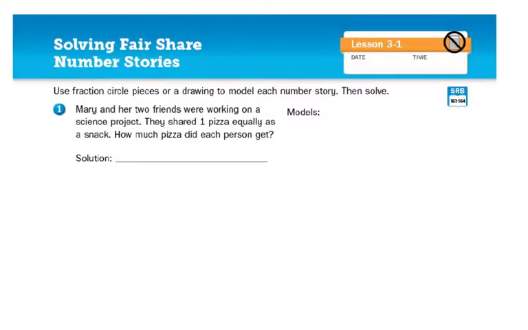Let's go ahead and move into our math journal. We're going to be working on page 71. So go ahead and turn to page 71. Remember to stop the video at any point in time if you need some additional time. So on page 71, we're solving fair share number stories. It says use the fraction circle pieces or a drawing to model each number story, then solve.